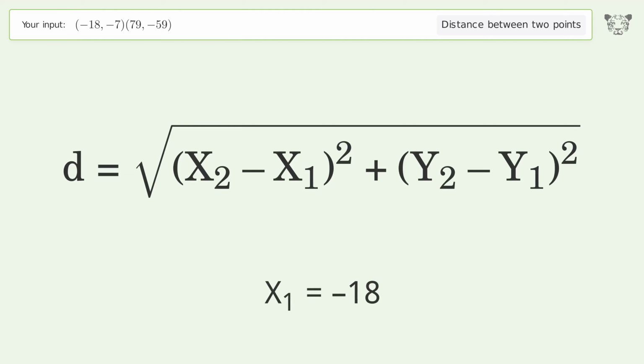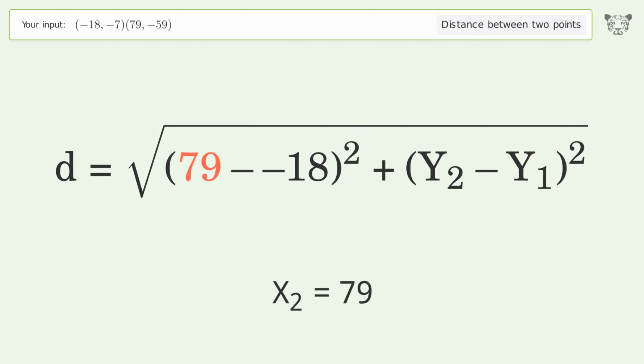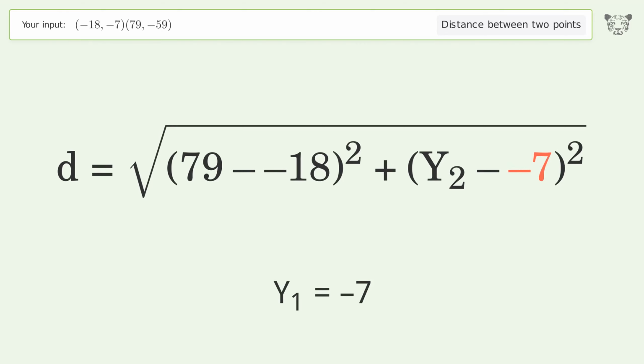x1 equals -18. x2 equals 79. y1 equals -7. y2 equals -59.